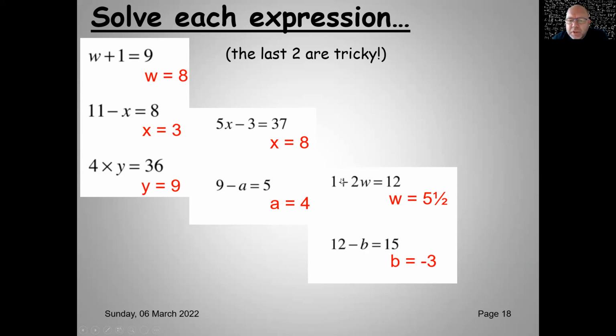Now the tricky ones, 1 plus 2 lots of 5.5. Well, 2 lots of 5.5 is 11, so 1 plus 11 is 12. And then 12 take away minus 3. Now, minus and a minus gives us a plus, so it's 12 take away negative 3 is 15, okay? So I'm happy with all of those answers, they work.